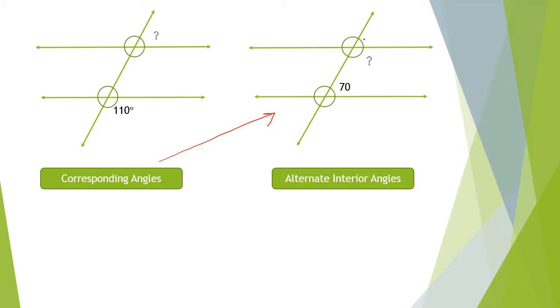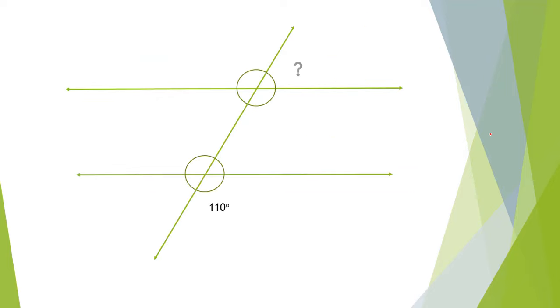This angle is corresponding to this angle. And then we have these both angles on a straight line, where we can subtract 70 from 180. So the point is that you can think in multiple ways.